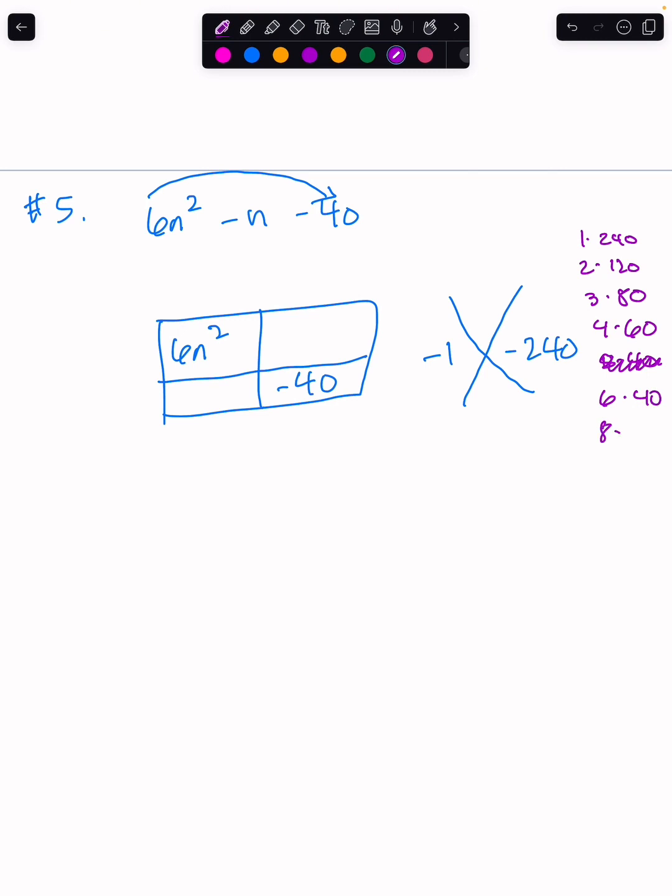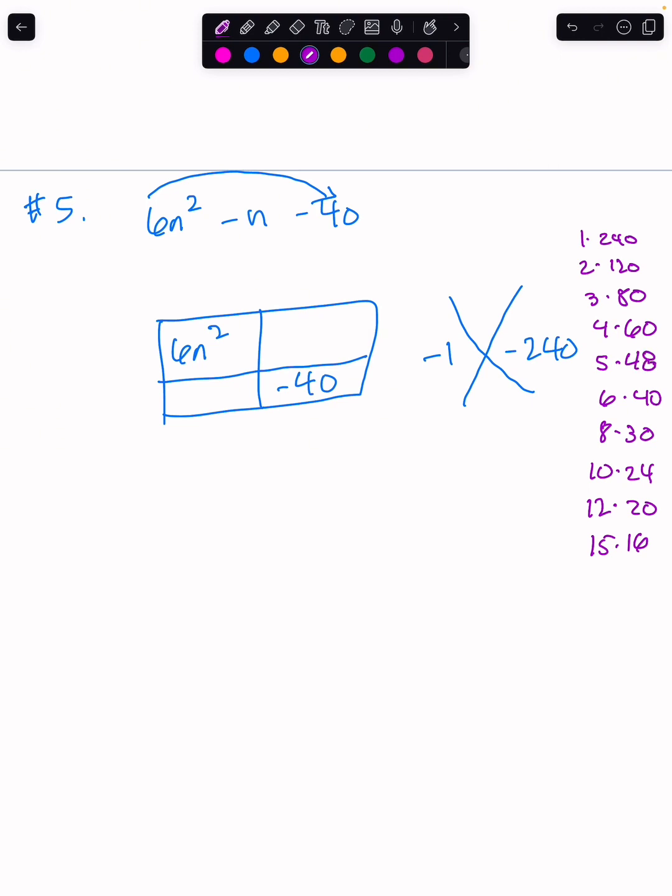8 times 30. 10 times 24. 12 times 20. 15 times 16. And let me just grab a calculator real quick. 240 divided by 5 is 48. So I'm going to squeeze this 5 and 48 right there. I don't know how I missed that one. 5 times 48. So we have all these options.